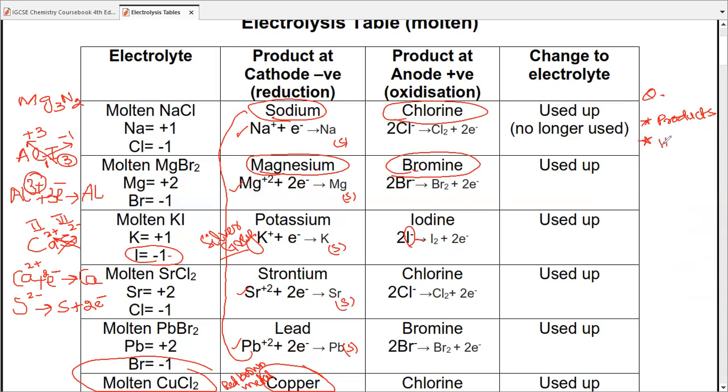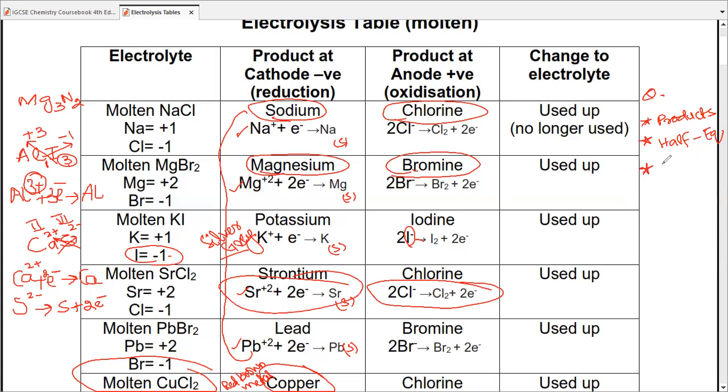Yes, sir. Secondly, they may ask you to write half equations of any of the electrodes. If they ask you to write the half equation of cathode, you have these equations over here. If they ask you to write the half equation at anode, you may write this equation over here as per the given example, whatever example that is. So the second thing that is usually and most commonly asked in past papers are half equations. We've already practiced the half equations.